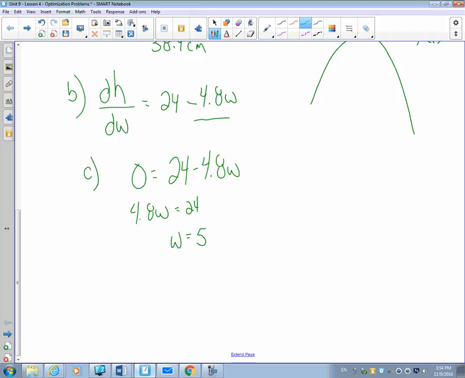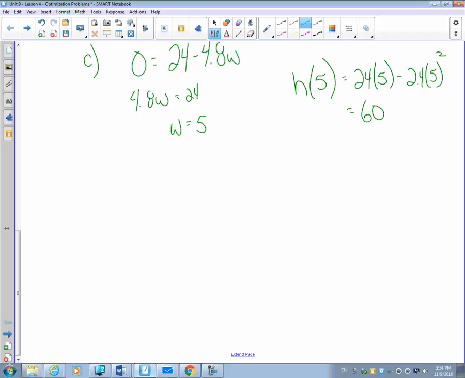What's the height at that time? Well, let's go back to our initial equation where we find points. Our height is given by 24 times 5 minus 2.4 times 5 squared. If you put that in, you should get 60. Therefore, the max height is 60 centimeters after 5 weeks.